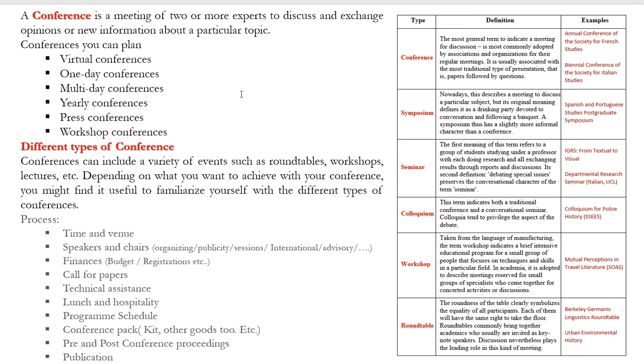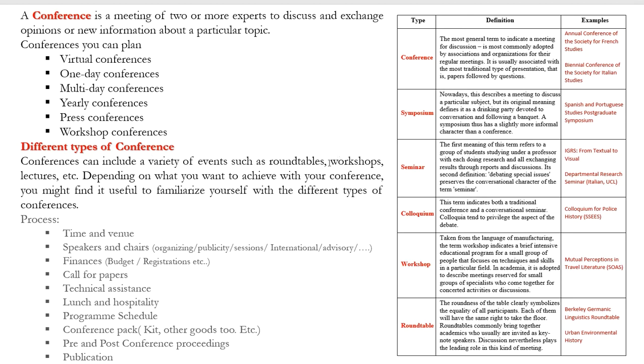You know that conferences are categorized into various types: virtual conference, hybrid conference, one day conference, multi-day conference, yearly conference, press conference, and workshop conference. Conferences are categorized based on their requirements and operational procedure, based on what is needed. A conference can include a variety of events such as a roundtable conference or a workshop conference.